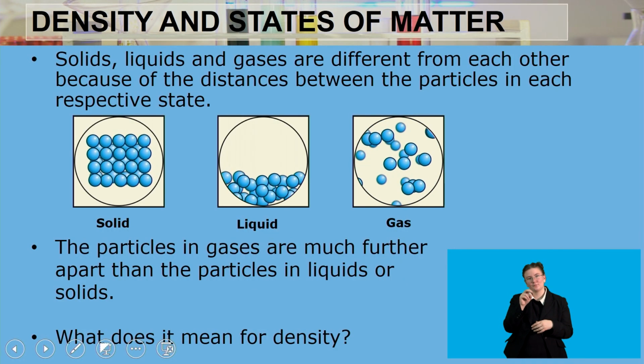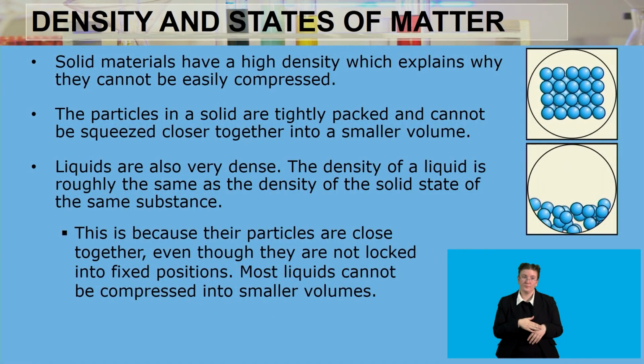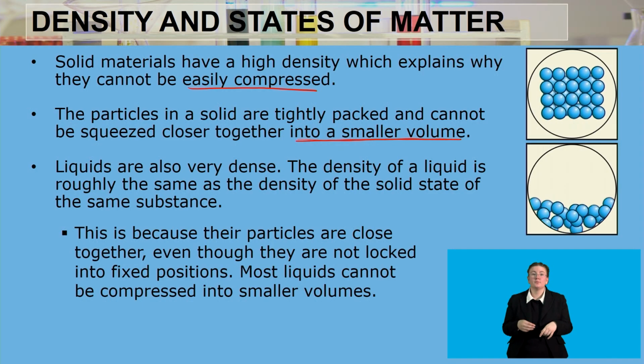Remember we said that when a particle is heavier, it means it is more dense. So when we compare the density of the gases with the density of the liquids and solids, you'd notice that the solids are slightly heavier than the gases, so that means the solids have more density. Solid materials have a high density, and that explains why they cannot be easily compressed. Furthermore, the particles in a solid are tightly packed and cannot be squeezed closer together into a smaller volume. So those are the particles of a solid.